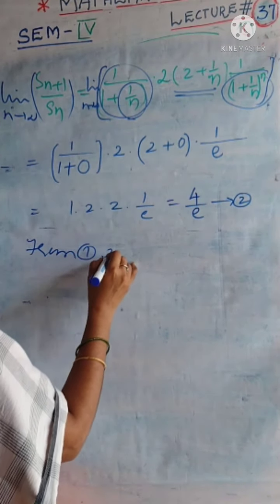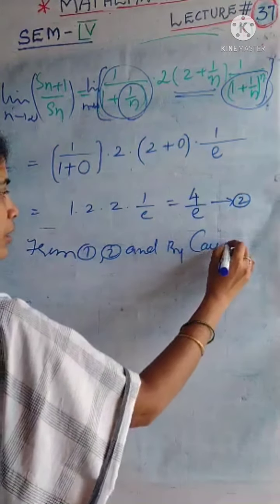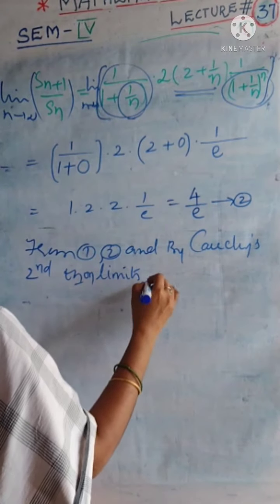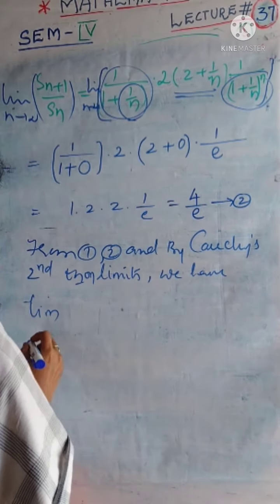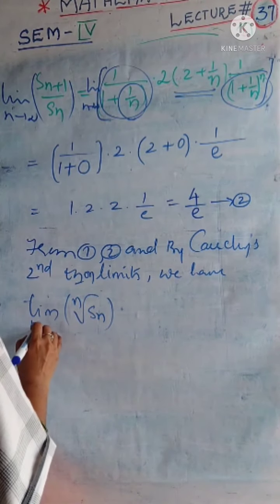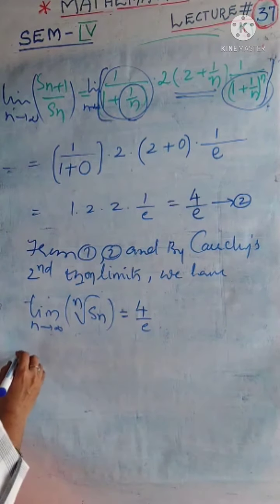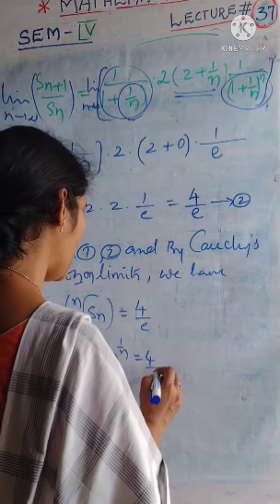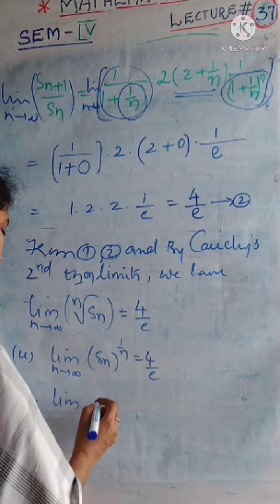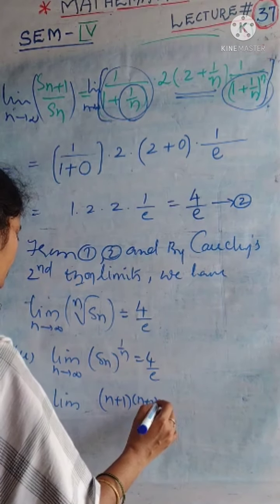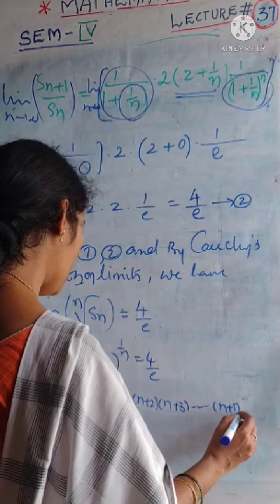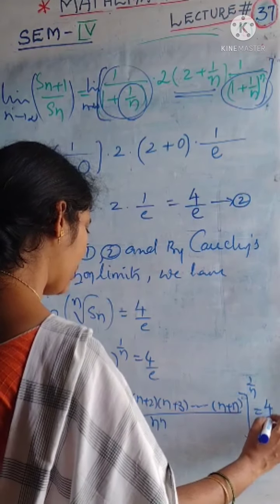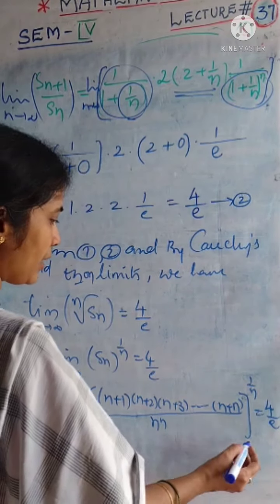Then from 1 and 2, by Cauchy's second theorem on limits, we have the limit of the nth root of Sn when n tends to infinity is 4 by e. That is, the limit of Sn to the power of 1 by n when n tends to infinity is 4 by e. What is Sn? Sn is (n plus 1)(n plus 2)(n plus 3) and so on up to (n plus n), by n^n, to the power of 1 by n, when n tends to infinity is 4 by e. This is the required limit.